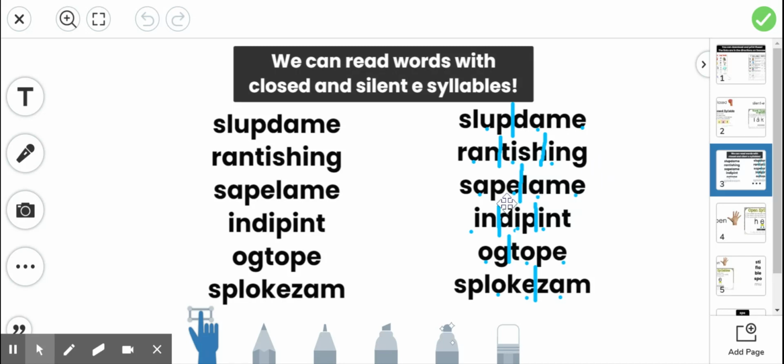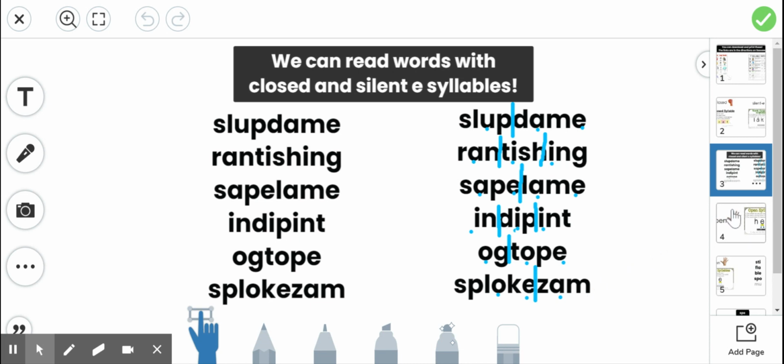The third one is sape lame, sape lame. Next we have in dip ent, indipent. Next we have og tope, ogtope. And our last one is sploke zam, sploke zam.